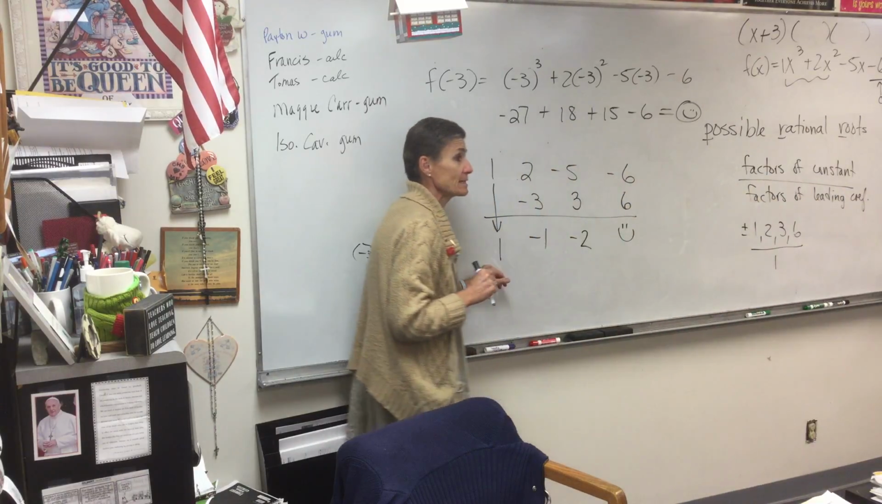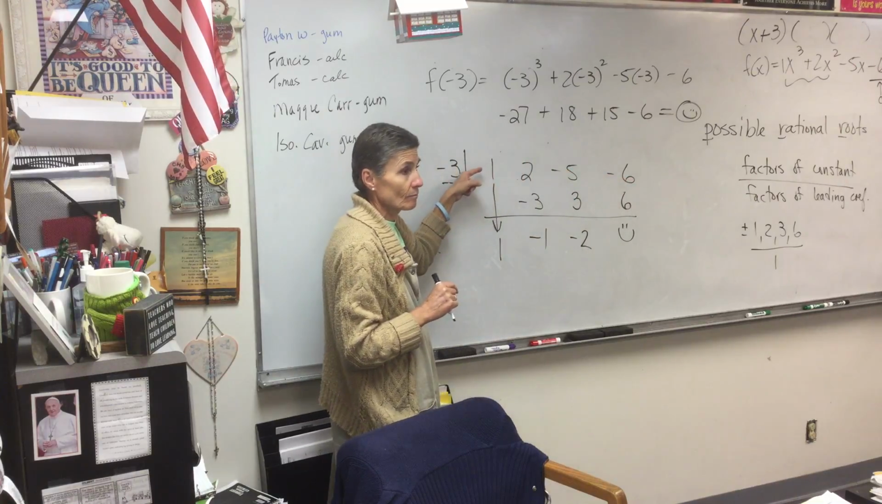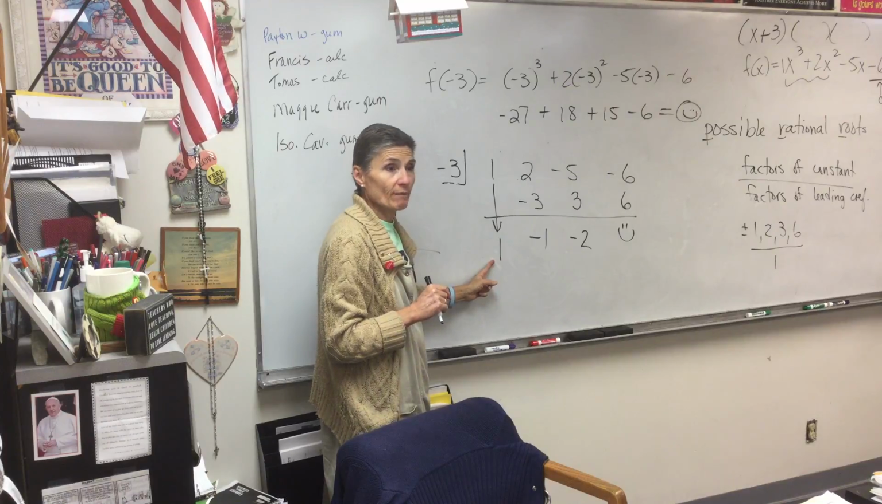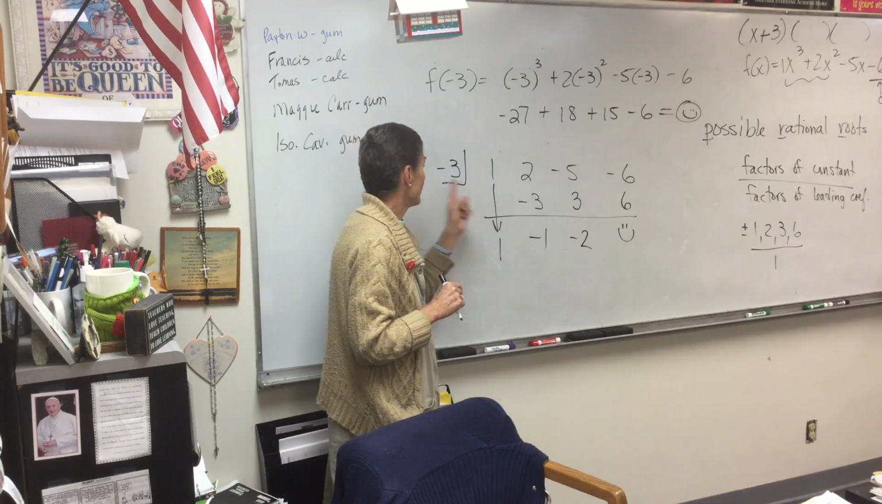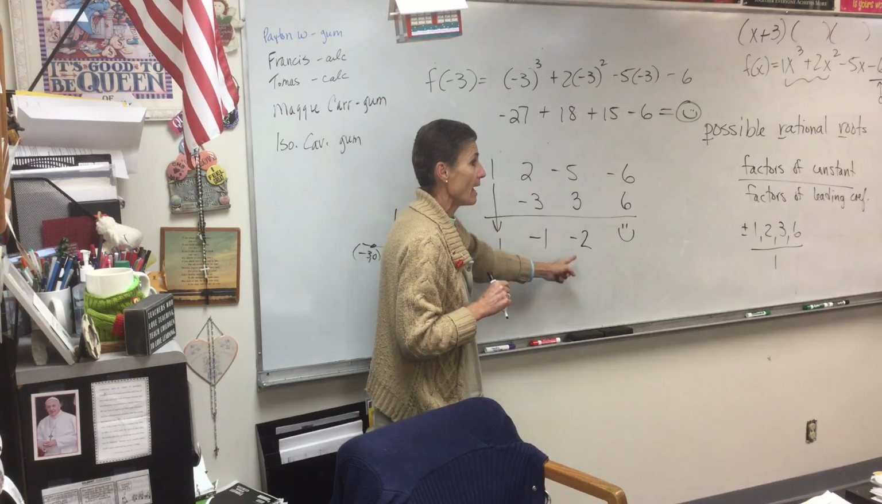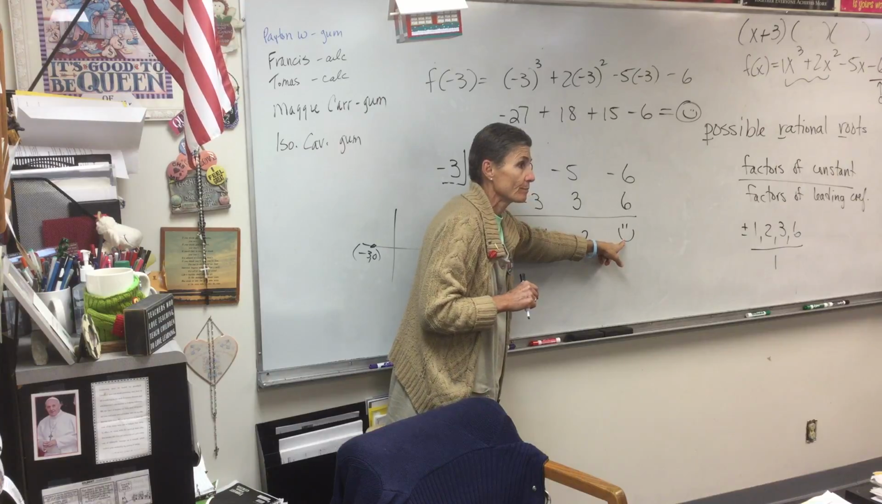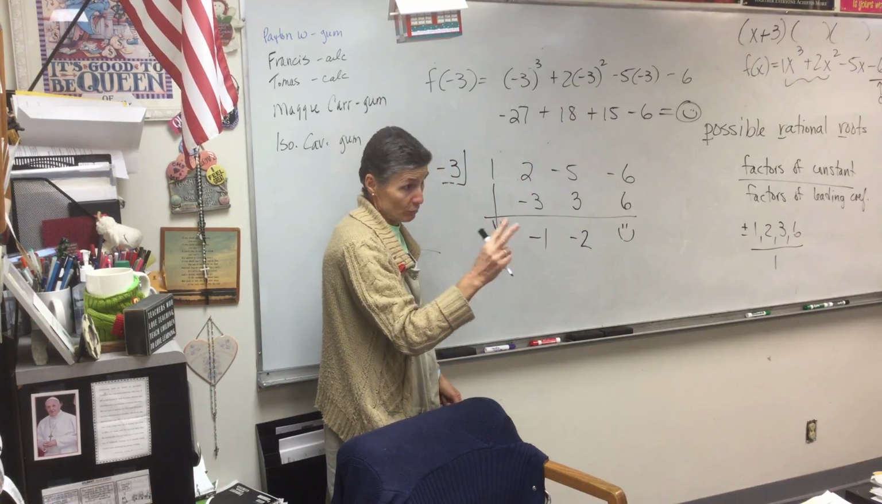So let's go through that process one more time. Where do these numbers come from right here? That's the problem. This comes straight down always, whatever it is. This times this, write it here, add. This times this, write it here, add. This times this, write it here, add, and it better be 0. If it's not 0, that means you don't have a factor. You've either made a mistake or it's not a factor.